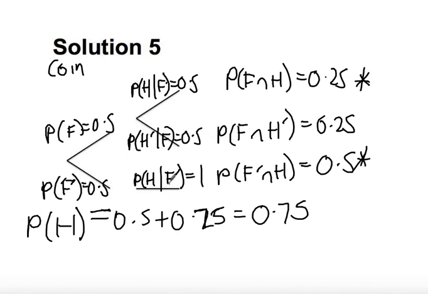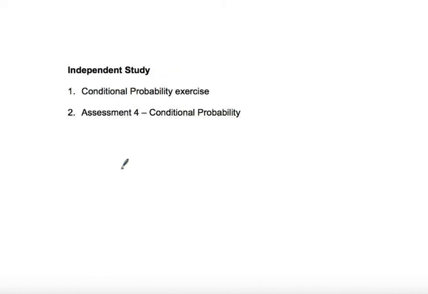Okay, well I hope that all made sense and you understood conditional probability. All that's left to say is now for you to go on, have a try at a conditional probability exercise, build up your confidence, make sure that you're able to use conditional probability with Venn diagrams and with tree diagrams. Once you feel confident with the conditional probability exercise, have a go at assessment 4, conditional probability.